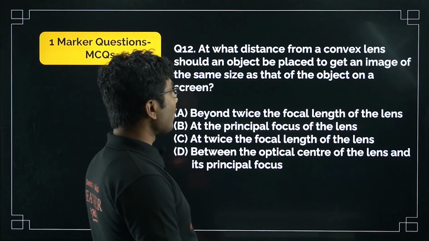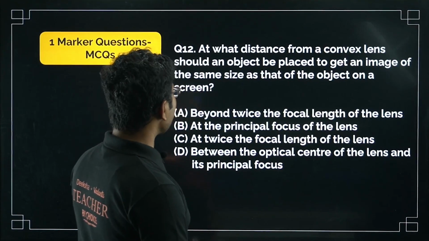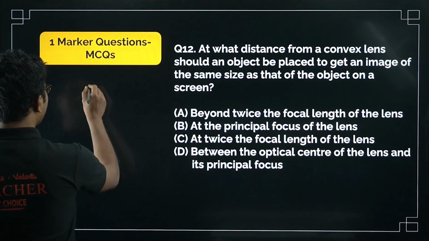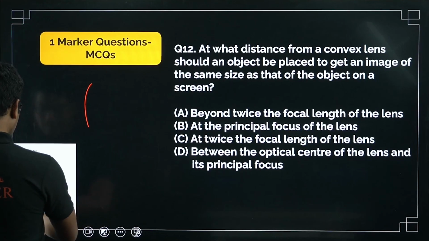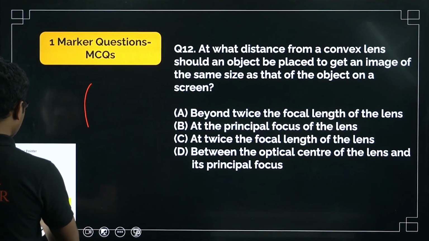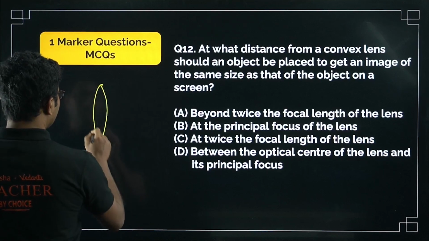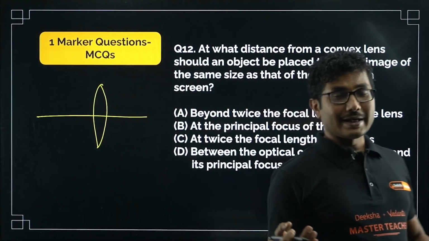At what distance from a convex lens should an object be placed to get an image of the same size as that of the object on a screen? So we have a convex lens, right, and we know that in case of a concave mirror, we have to put it on the 2f to get the same size of the object, right? That is the center of curvature.